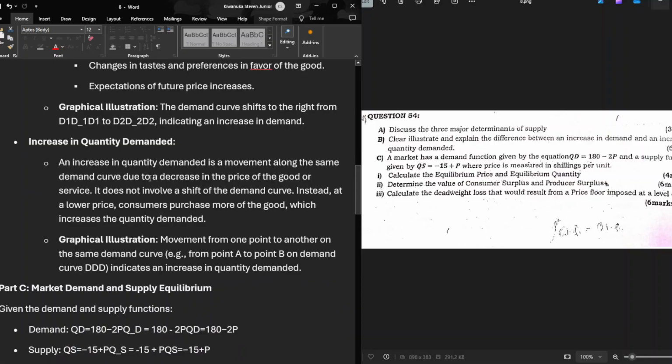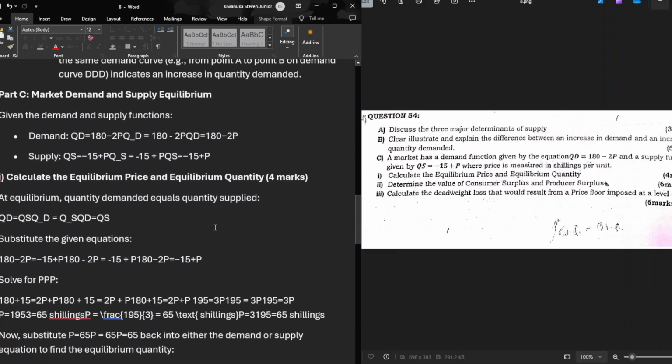Then increase in quantity demanded, the second one we have illustrated, shows that an increase in quantity demanded is movement along the demand curve due to decrease in price of a good or service, as we have said. It does not involve a shift of the demand curve, but instead, at lower prices, consumers purchase more of that good, which increases the quantity demanded. And I think that's what we have explained.